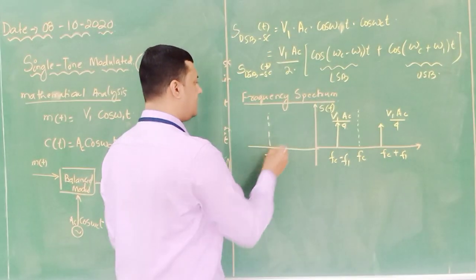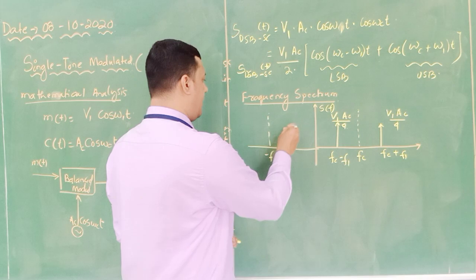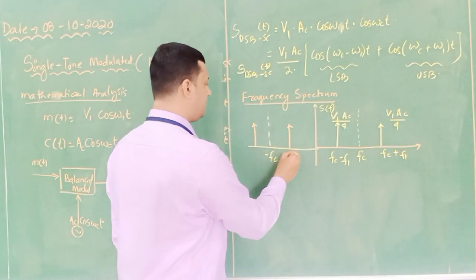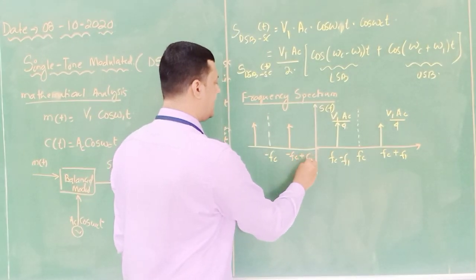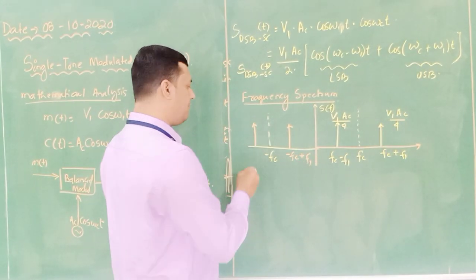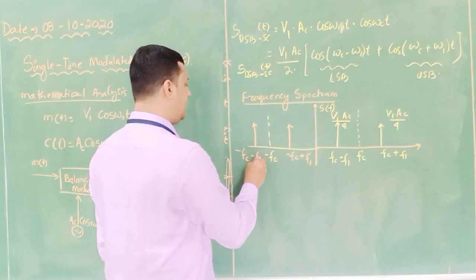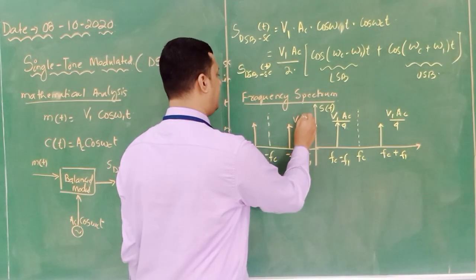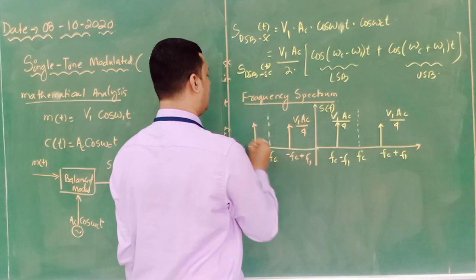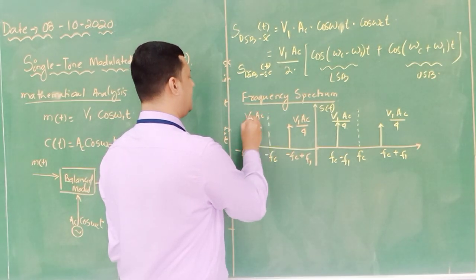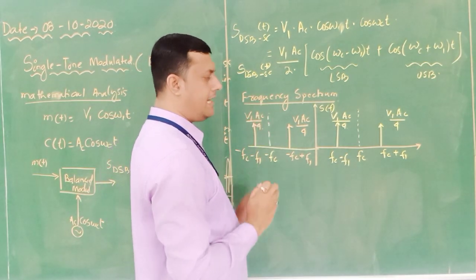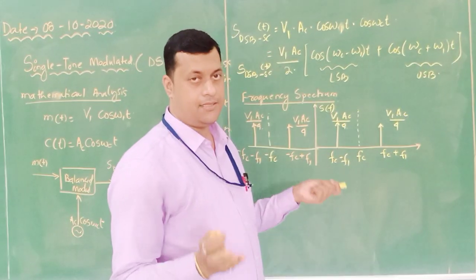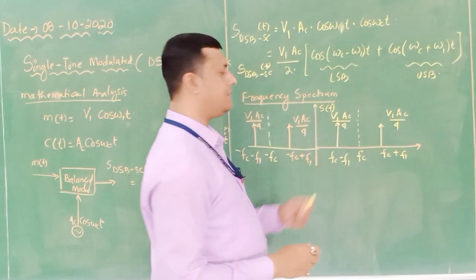Similarly, for the negative half or the reflection part, you can represent the same amplitude, but the frequencies are minus Fc plus F1 and minus Fc minus F1. And what is the amplitude? Again it is V1 AC divided by 4, V1 AC divided by 4. So this is the amplitude of the sideband. And what is the amplitude of the carrier? There is no presence of carrier, so we do not need to consider it.